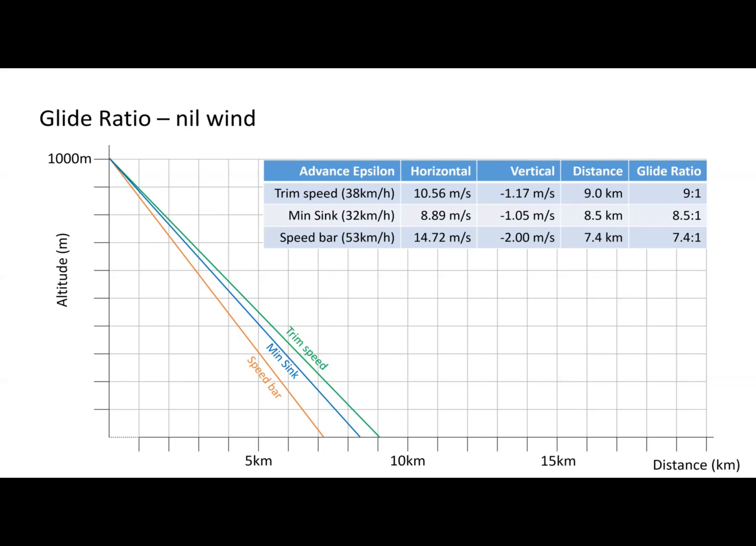If I put on speed bar, although speed bar gives me a much faster horizontal speed, I'm moving over the ground much faster, I've also increased my sink rate quite a bit. And by the way, these points do work out here, exactly for these. So what happens is if I go from a kilometer up with speed bar, I actually don't quite get as far as if I was at min sink or at trim speed. Trim speed gets me 9 kilometers. Speed bar gets me 7.4. So I'd actually go an extra kilometer just by keeping my hands up.